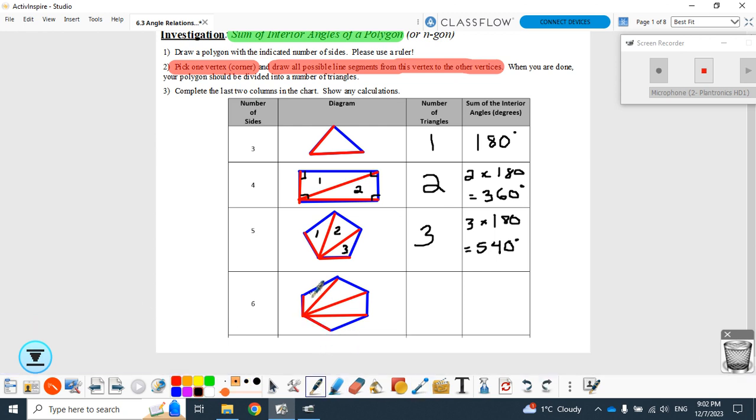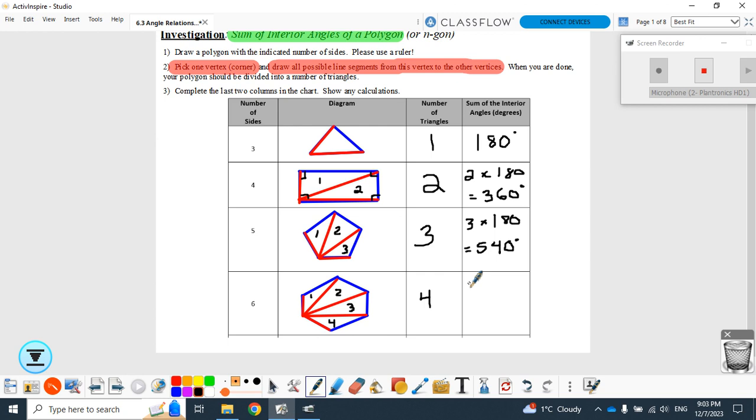Let's count the triangles we have here. We got 1, 2, 3, and 4 triangles. Okay, 4 triangles. Interesting. You might notice something here, right? You might. So let's go ahead and finish this up here.